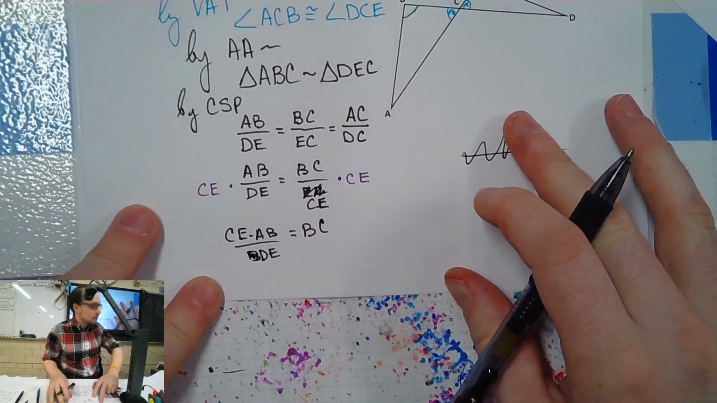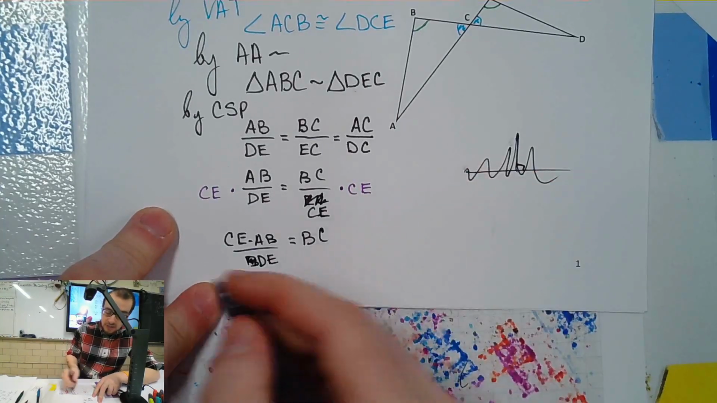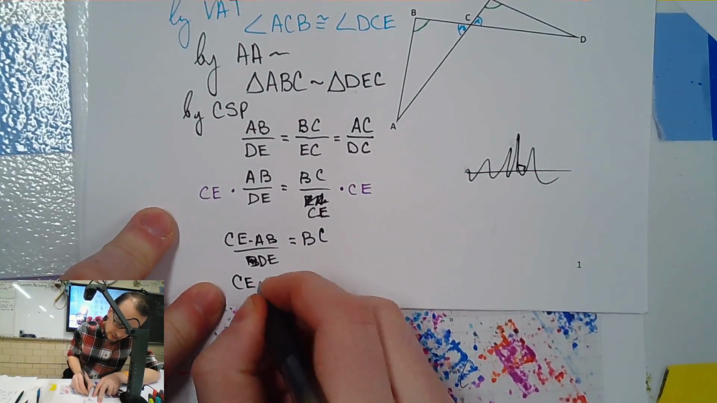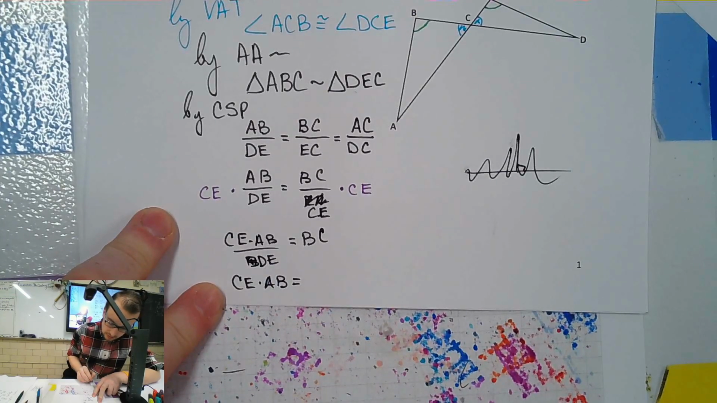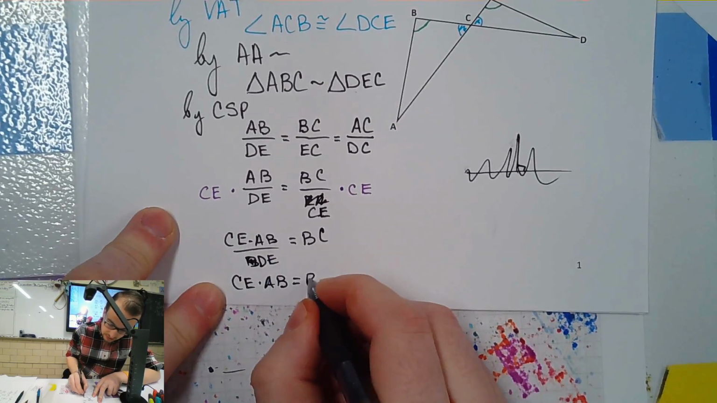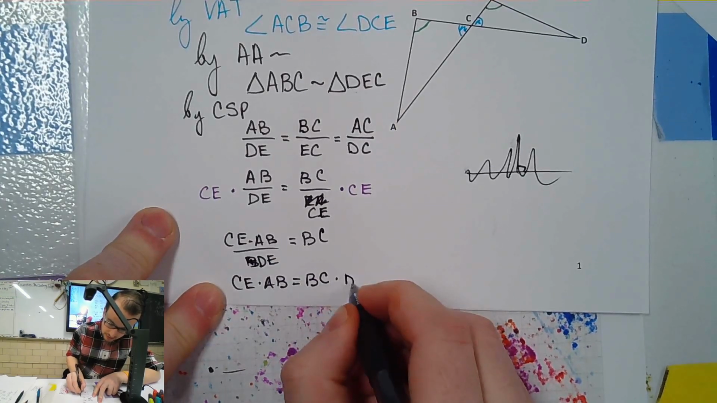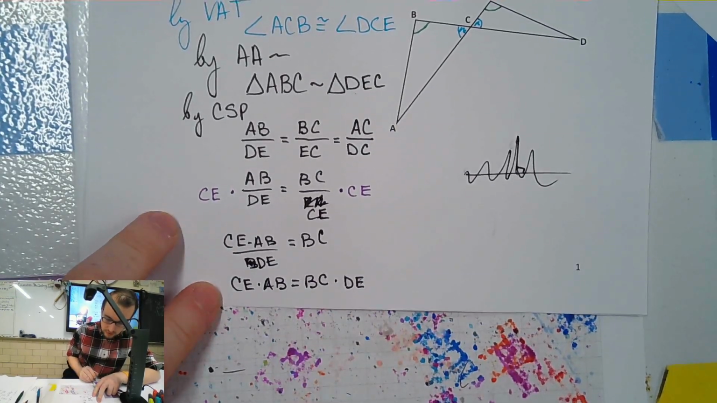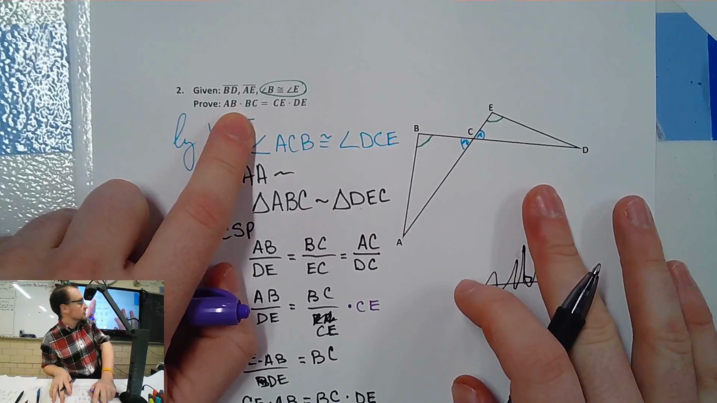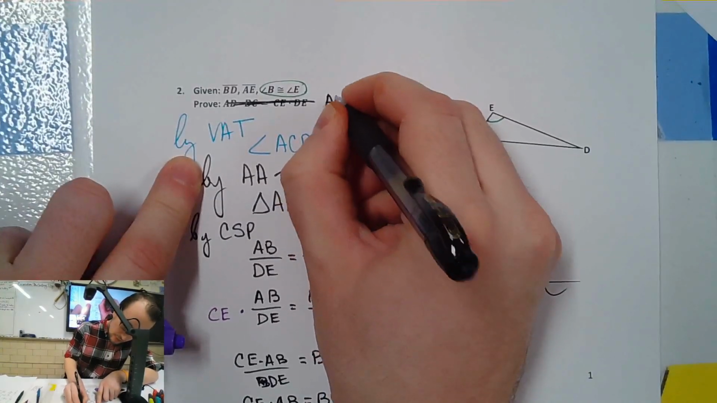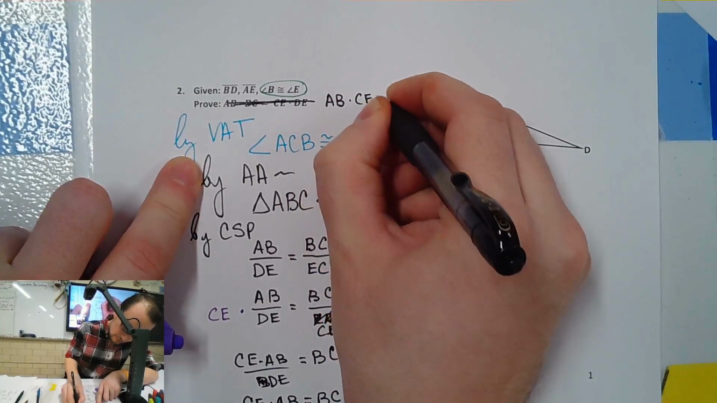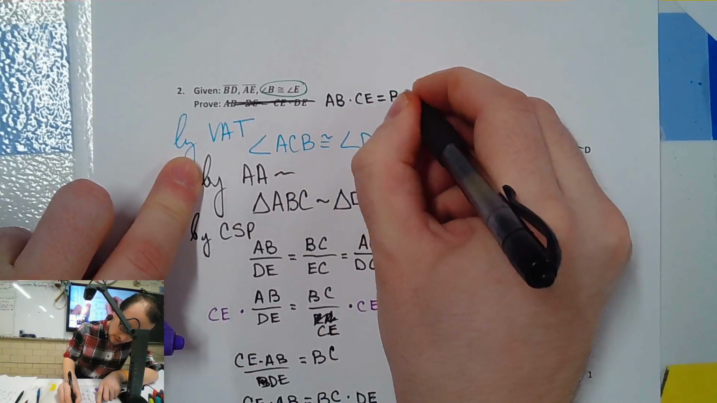Cool. Now to move over to the DE, we do the same thing, right? And we get CE times AB equals BC times DE. So I goofed up this. I didn't change this on the retake, so cross that out. My bad. Let's write AB times CE equals BC times DE.